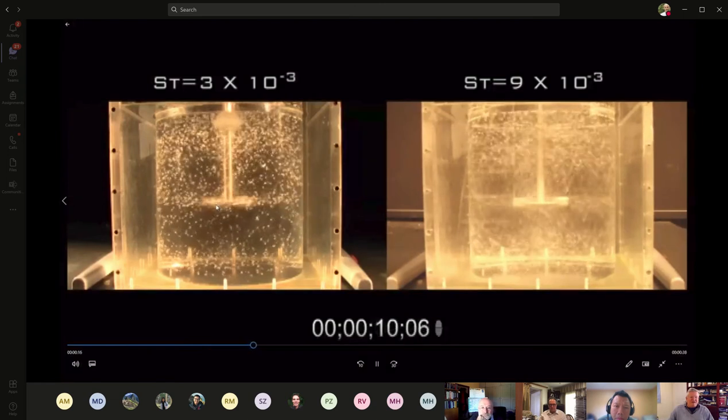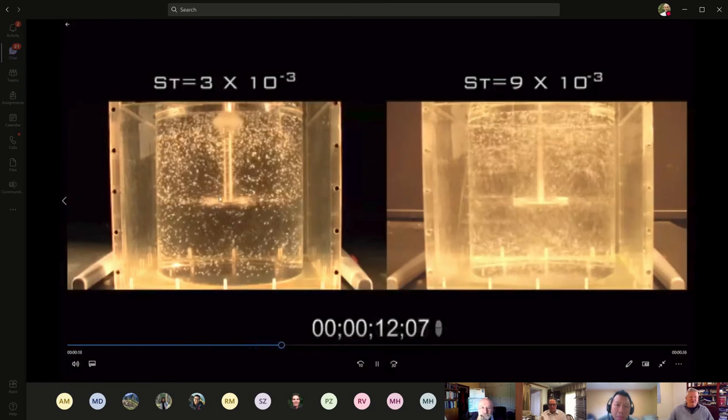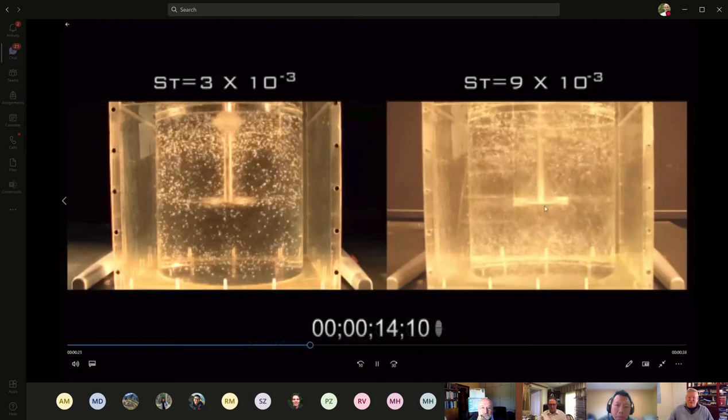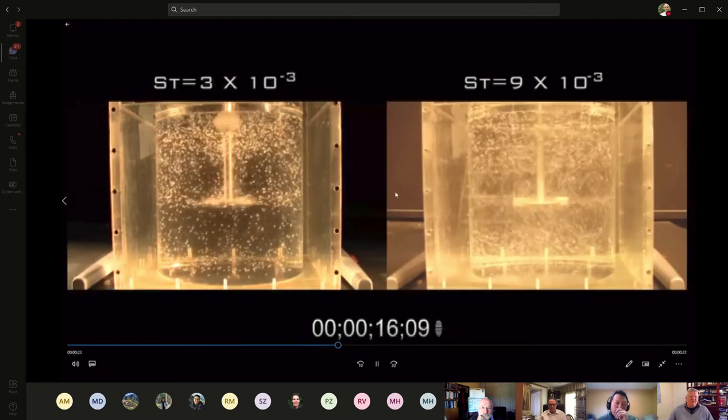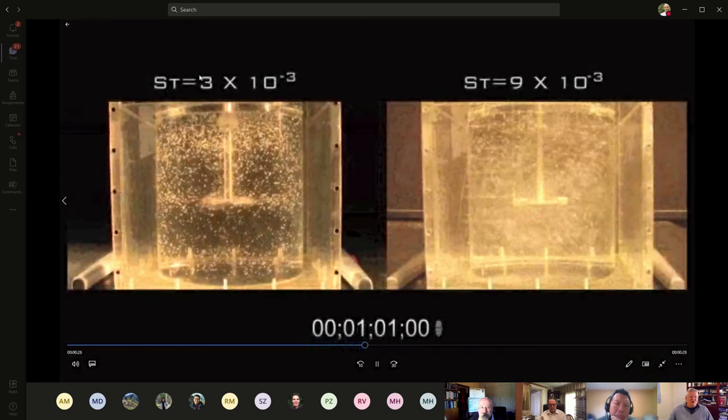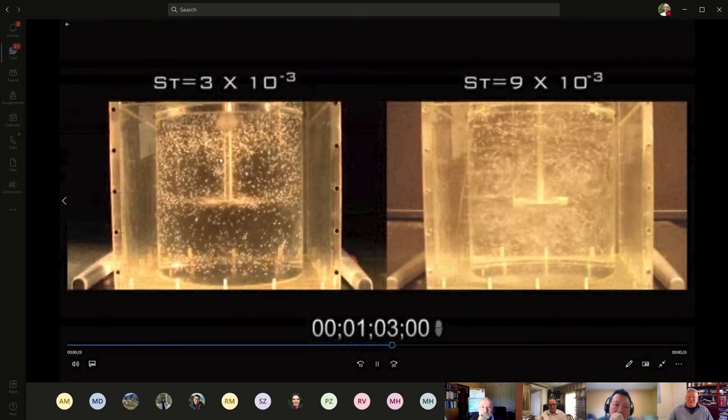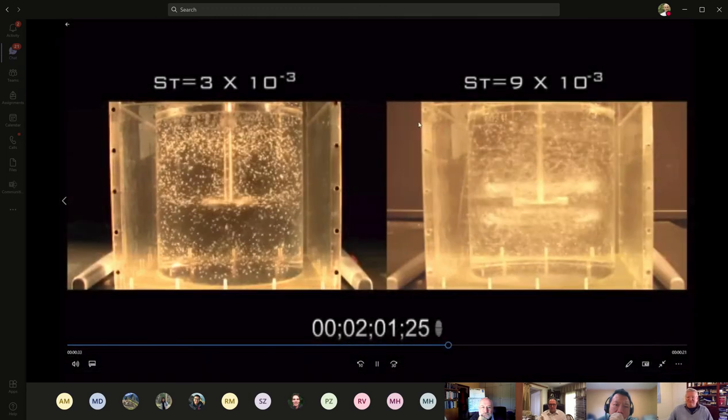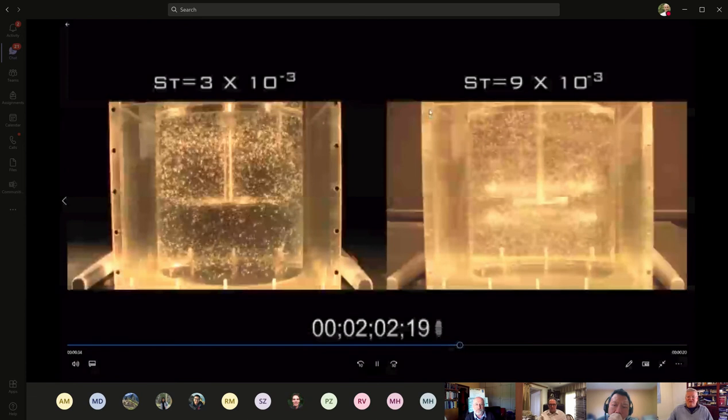This is just a tank, and it's got a rotating impeller inside of it. This one's rotating more slowly. This one's rotating more quickly. This Stokes number is a measure of the inertia. The particles inside are exactly the same. They're little plastic balls, and the extra inertia comes from up here. But what happens when you stir it faster in this case is you start to see a concentration of these particles. And after a little while, you see that they've concentrated.